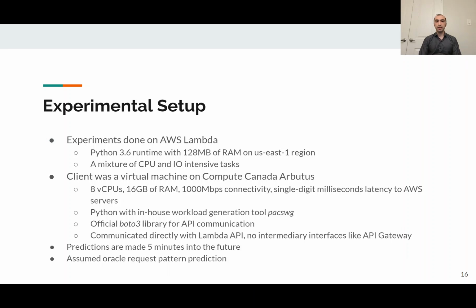For our experimental validation, we performed all of our experiments on AWS Lambda. We used the Python 3.6 runtime with 128 megs of RAM for each function instance, and a mixture of CPU and IO intensive tasks. The client was a virtual machine with single-digit latency and fast connectivity to AWS servers. We communicated directly with the AWS Lambda APIs, so that intermediate interfaces like API Gateway would not affect our results. The predictions are made 5 minutes into the future, and we're assuming an oracle request pattern prediction.